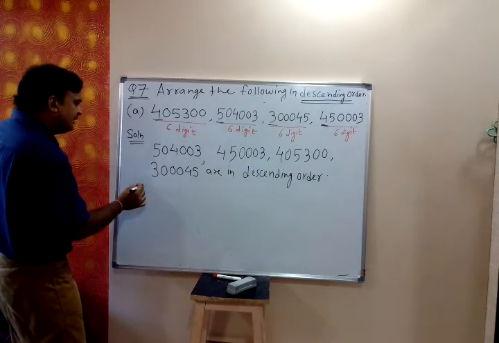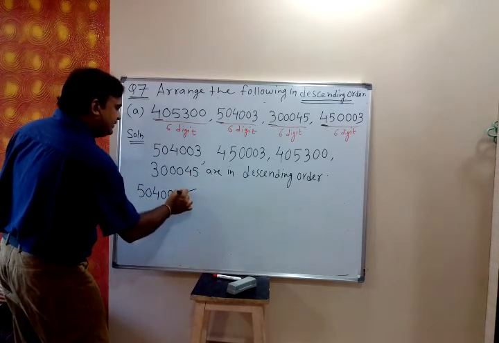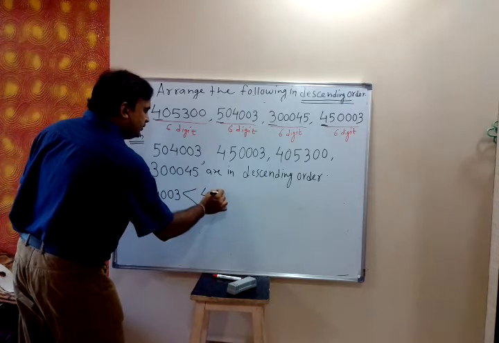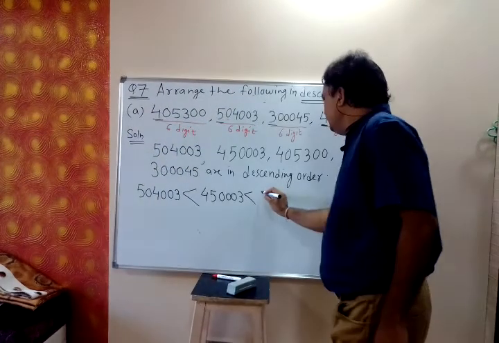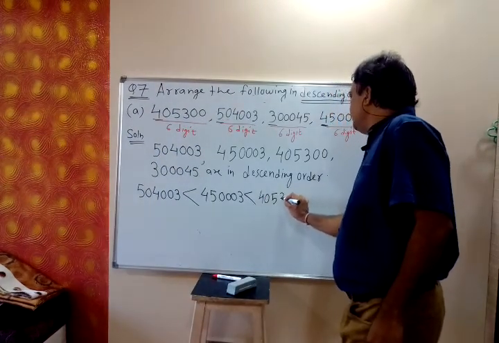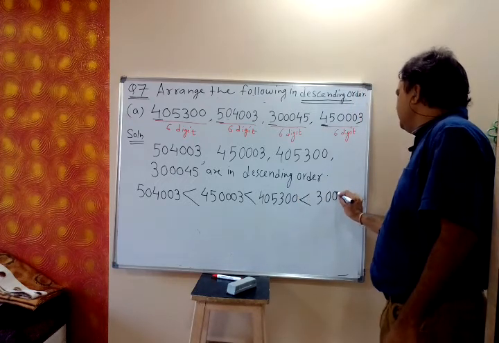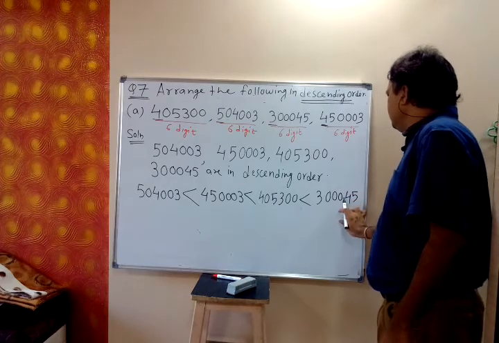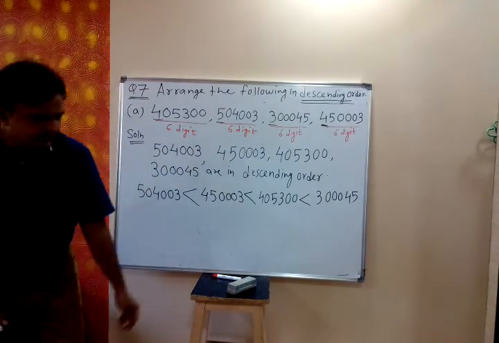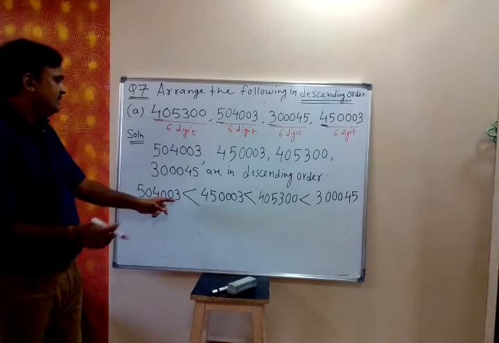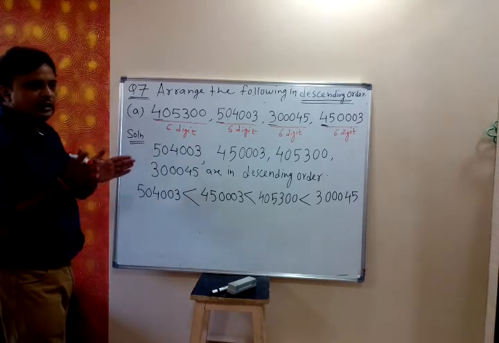You can also write with the sign, it does not matter. 504003 less than 450003 less than 405300, with commas or with the sign, whichever way, it does not matter. I had explained both. After the comma you have to write the less than sign. This sign is less than.